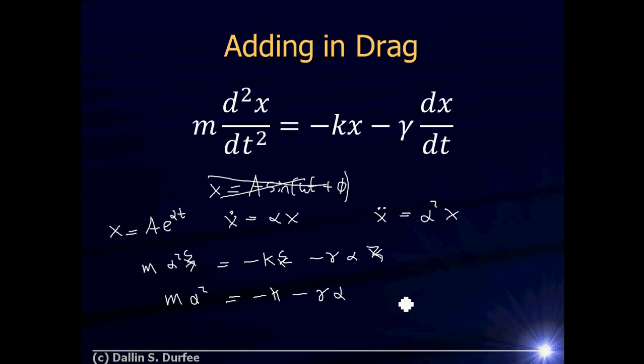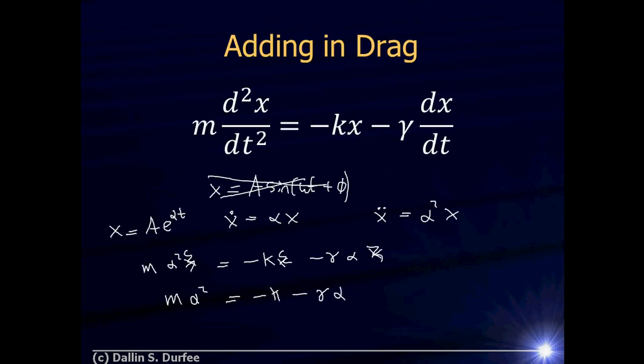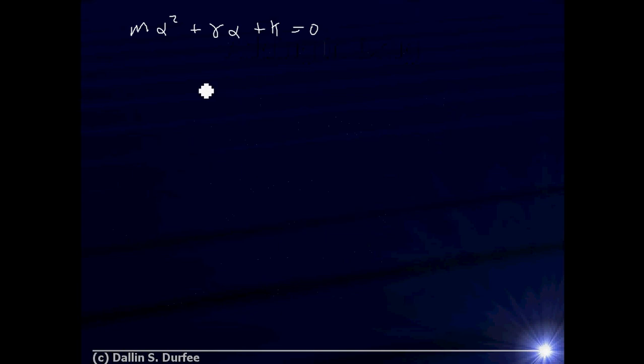All right? So I'm going to rewrite this equation on this next page. I've got mass alpha squared, but let's bring the other stuff to this side too. So it's going to be plus gamma alpha plus k equals 0. Let's look at that. Did I miss anything? Nope, looks good. So if I can make this equation true and find what alpha needs to be, I can find a solution to my differential equation. But this is just a quadratic equation.